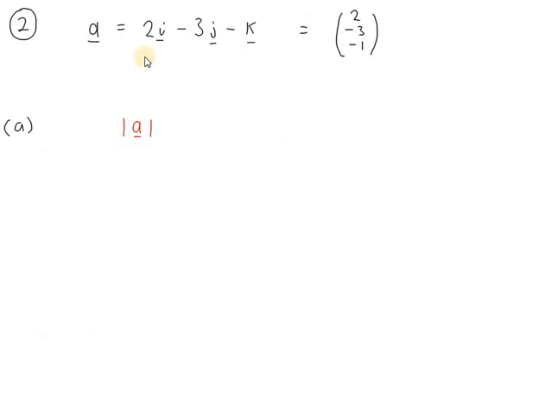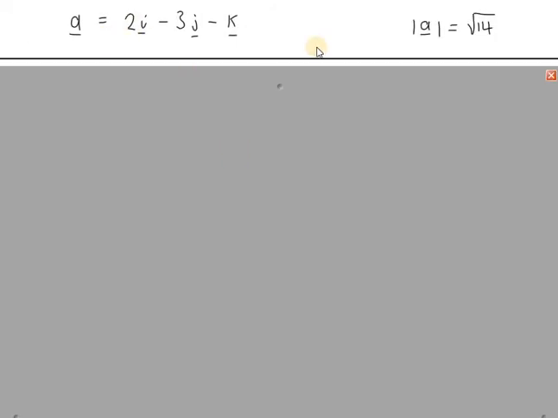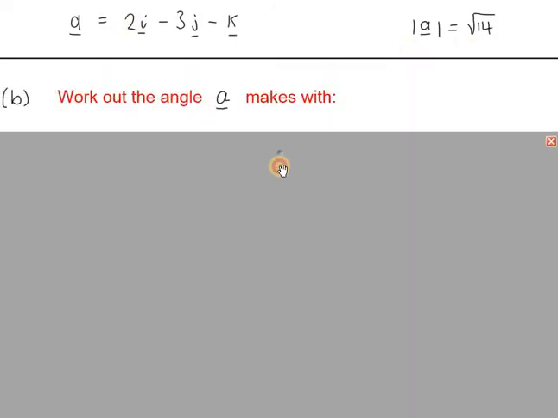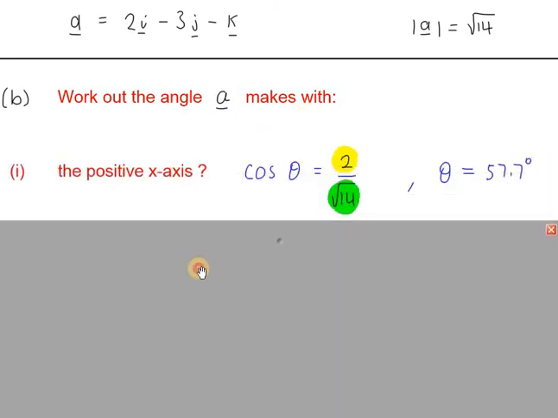Okay, so in this example we're given a vector in component ijk form and its column vector form, and to work out the magnitude we're just going to use Pythagoras' theorem in 3 dimensions, so we get this. We've got the 2, the -3 and the -1. Those components are here, you square them all, you add, you square root, simplify, you get root 14. Okay, so I've got my vector and its magnitude. So part B, the angle the vector makes with the x-axis.